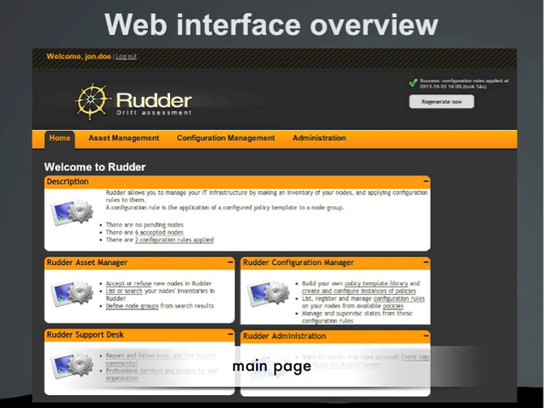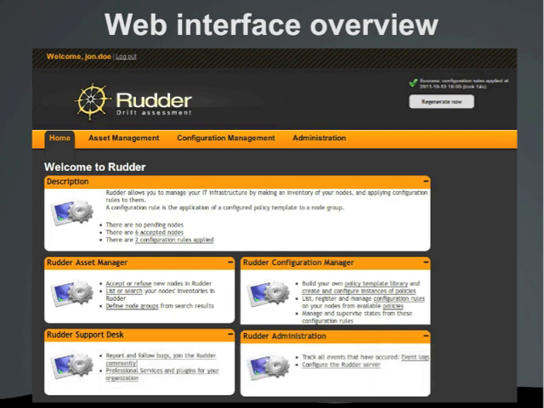A couple of screenshots. I'm not going to run a demo, mostly because my laptop is too small to have a demo running. This is the main page you get when you log in. There are two main parts. There's the asset management, which has actually been renamed now. It's node management. It's where you see the inventory. It's where you make groups. And there's configuration management, which is the main part. And of course administration to configure things and set the server up.